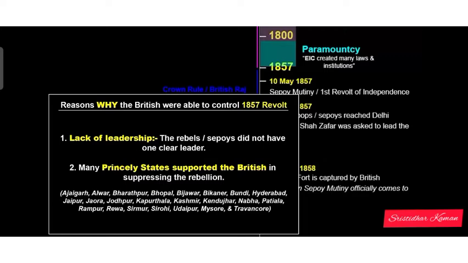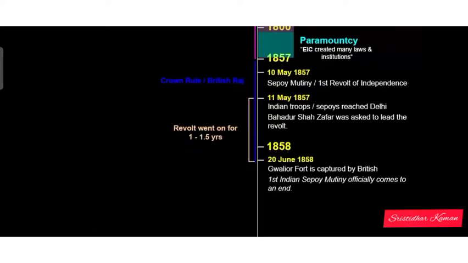It is said that many of these princely states were not happy with the fact that the rebels or the Indian troops or sepoys went to Bahadur Shah Zafar for guidance. Many of these princely states saw this revolt from a different lens. They saw it as a restoration attempt of Mughal rule in North India, because they had been persecuted heavily by the Mughal dynasty before the British arrived.